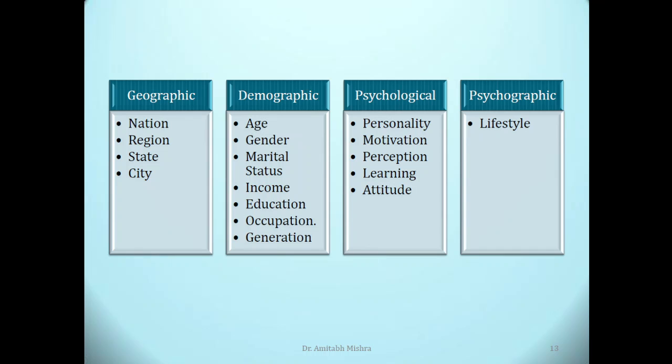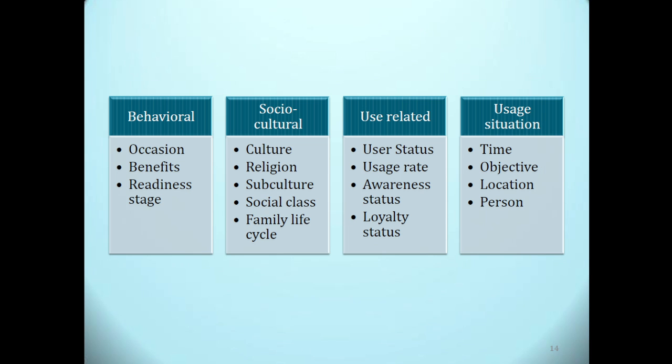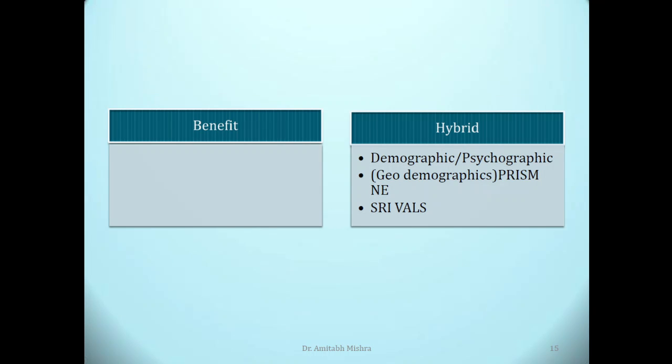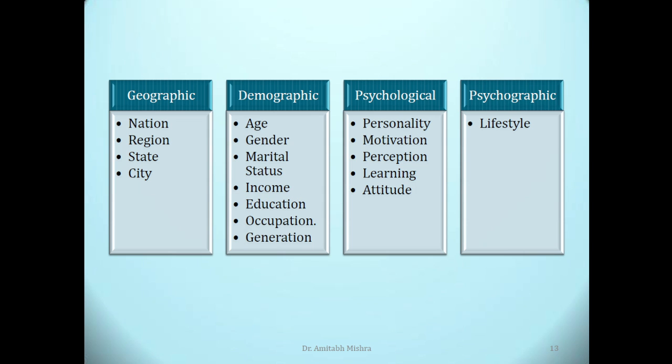Under each of these, we have sub parameters under each of these categories of segmentation, which are listed here. As you can see, under each of these four categories, we have further subcategories. Similarly, in the next four categories, we also have the subcategories which are listed here. And finally, we have the benefit as well as the hybrid. Now, in the hybrid, you need not look at everything, but only the VALS framework for segmentation. Everything else, please just go through this.